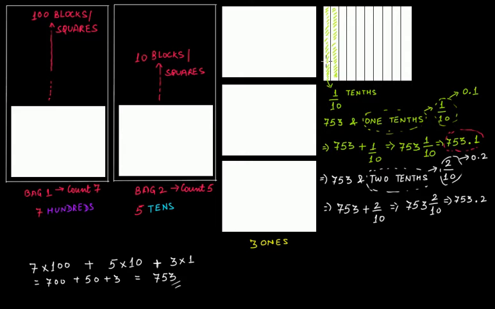Now notice, when you took only one portion, you had 753.1. When you took two portions, you had 753.2, the total number of squares if written in the form of a number. So you go on, and you take this part also, then your number will be what?